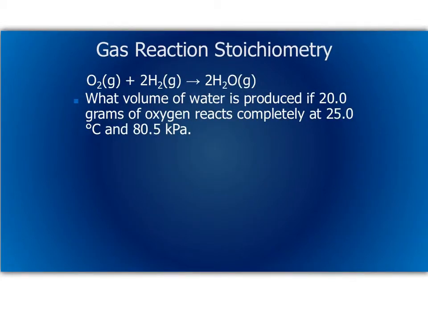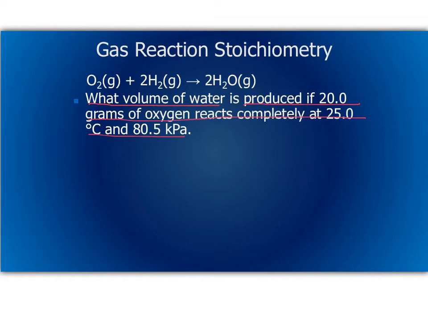Okay, here's another practice problem that we're going to do together in the slide. The first thing we have to do is read the question. It asks what volume of water is produced, and it gives me all the conditions. 20 grams of oxygen reacts completely at 225.0°C at 85 kPa. It gives me the ideal gas conditions, but I first have to convert from grams to moles so I can do my stoichiometry.